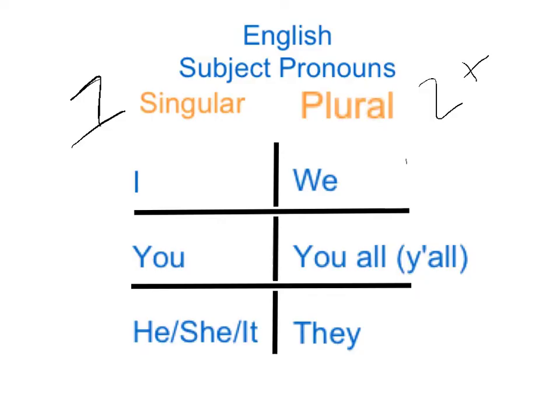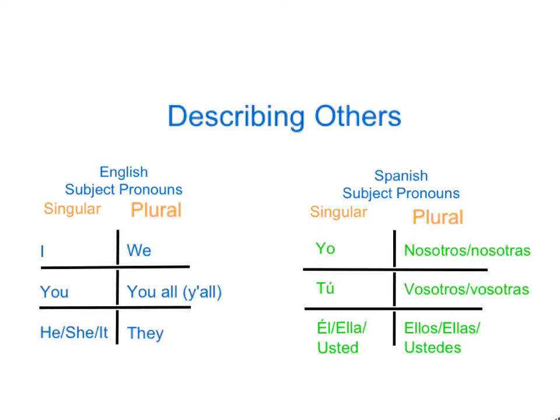We, which is I plus somebody else. You all, or y'all for all y'all people from the South, that's when you're talking directly to a group of people. And finally, we have they, which is when you're talking about two people or more, and you are not included in that discussion. Now, we also have our Spanish subject pronouns here that we'll go through, and we're already familiar with several of them. For example, yo, tú, él, ella, usted.